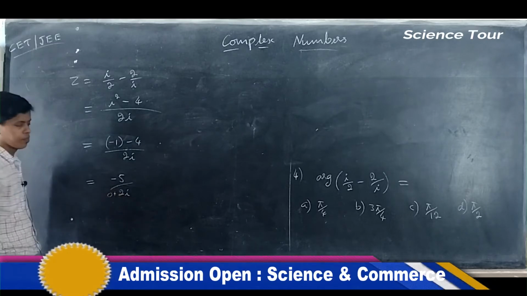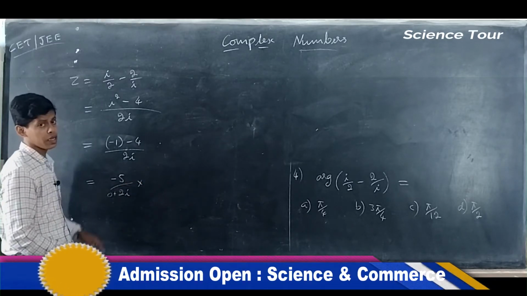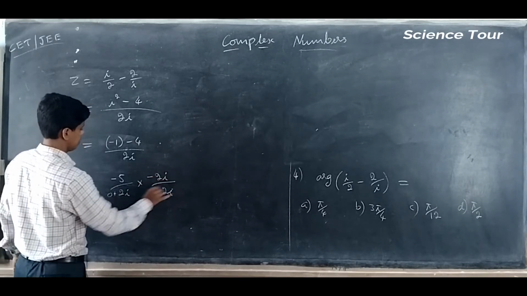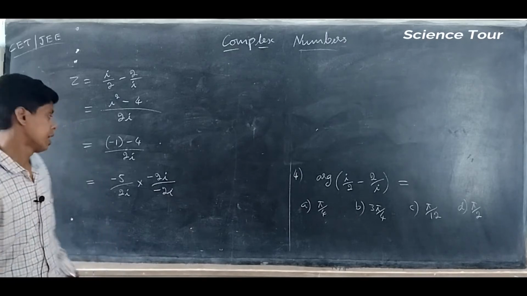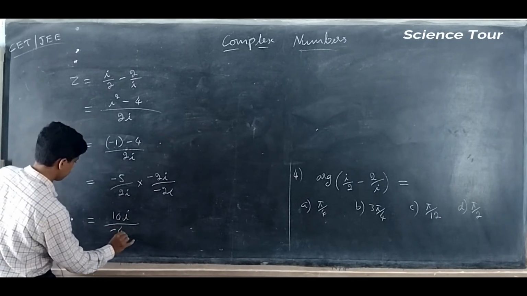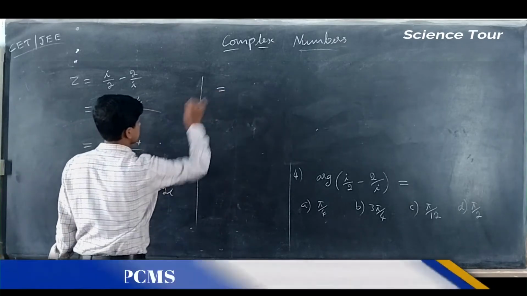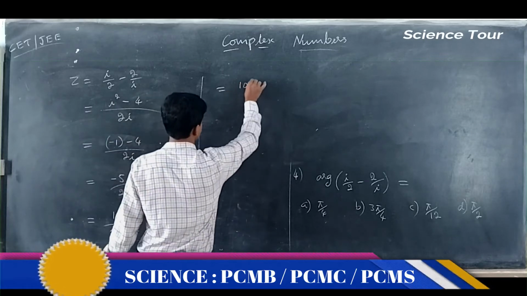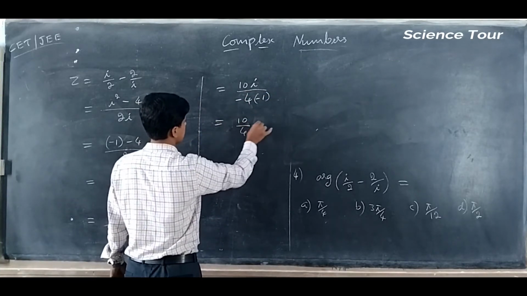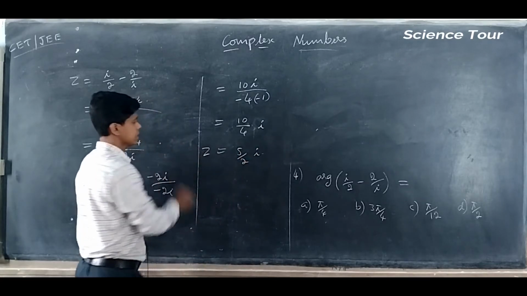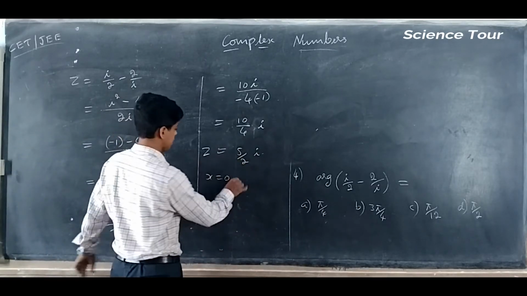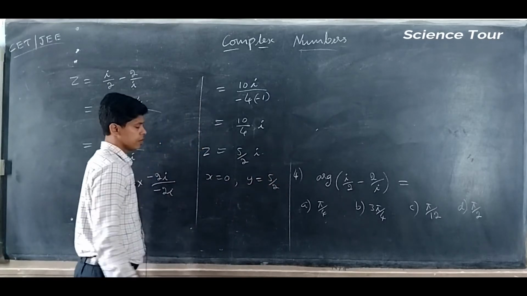What is this? This is 0 plus 2i, correct? So if you want to rationalize, you multiply and divide by 0 minus 2i. So minus 2i is what you have to multiply and divide. Let's simplify this. So that's 10i divided by minus 4 into minus 1, which is 10i by 4, that is 5 by 2 i. So that's our z. Now what is x here? x is 0, so 0 plus 5 by 2 i, correct, and y is 5 by 2.